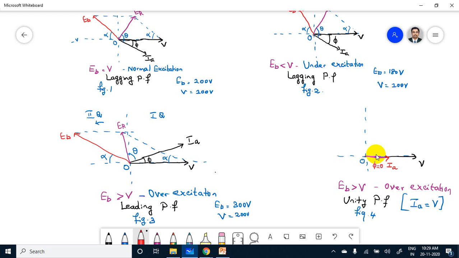How to get the unity power factor? Cos phi, that is cos 0 equal to 1. When phi value is 0, then only cos 0 is 1. Understood or not? Then the EB value, because EB will be very much greater than V.